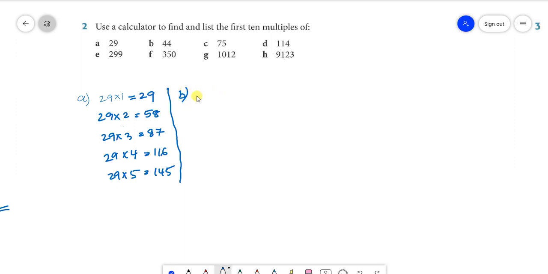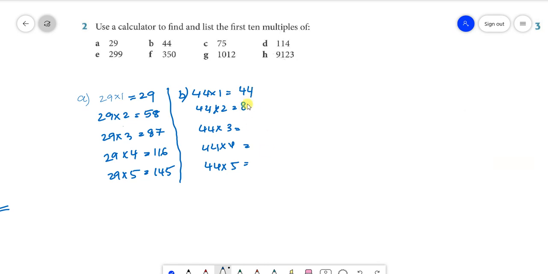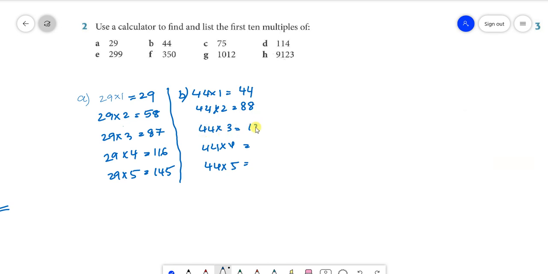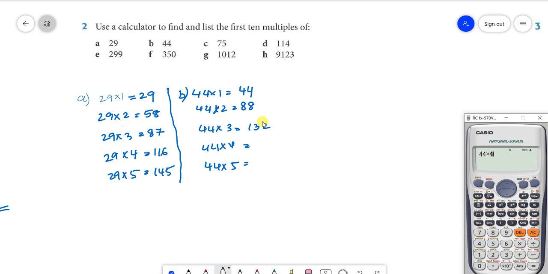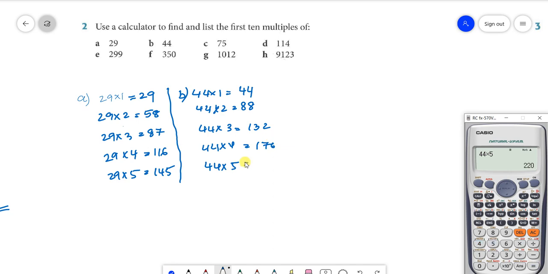So B, 44 times 1, 44 times 2, 44 times 3, 44 times 4, 44 times 5. So this is going to be 44. 44 times 2 is equal to 88. 44 times 3 is equal to 132. 44 times 4 is equal to 176. 44 times 5 is equal to 220.